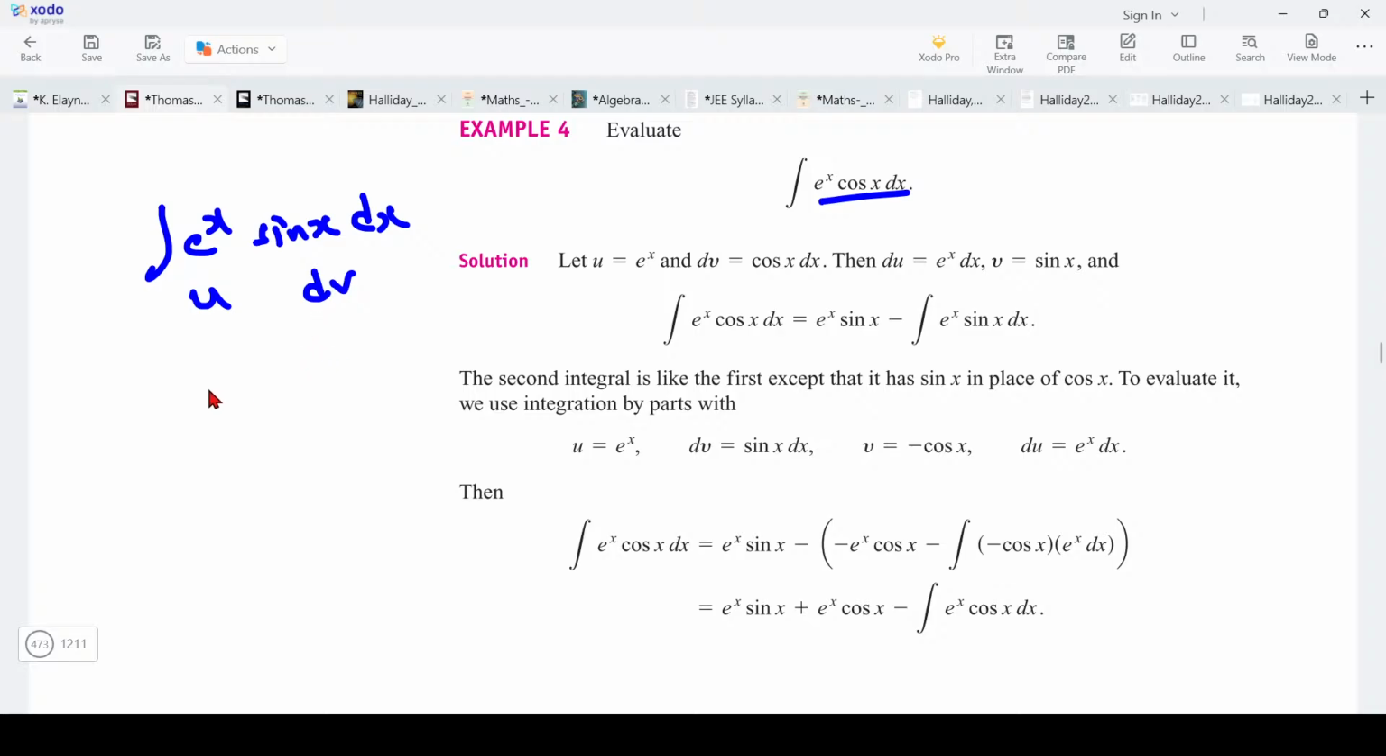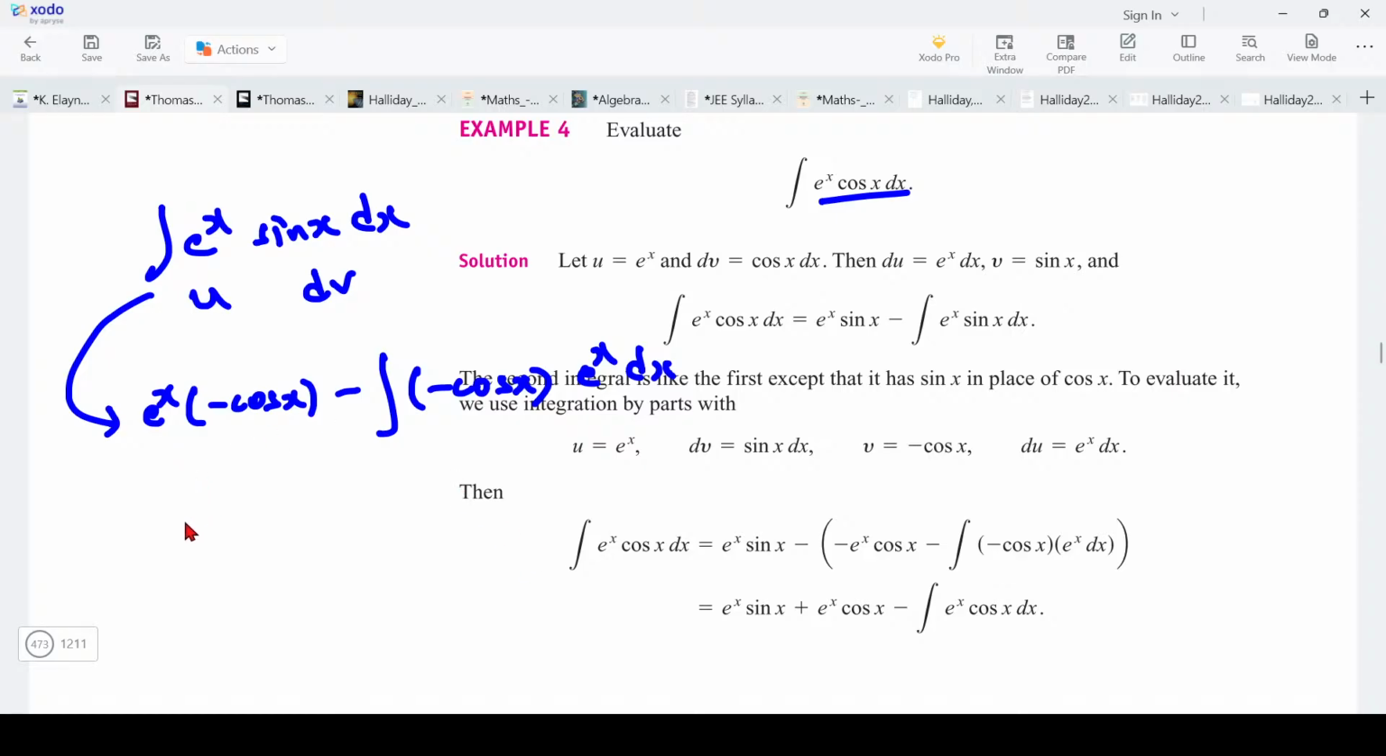V should be minus cos x, right? So then this becomes u into minus cos x, that is uv minus integral of, again, minus cos x into what is du? e power x dx, right? Integral of e power x sin x is this, which is nothing but minus e power x cos x plus the integral of e power x cos x dx, right? Agreed? So, this part is clear now?